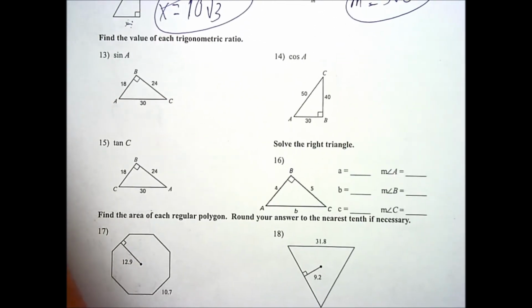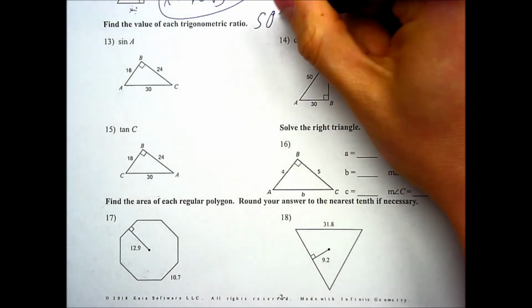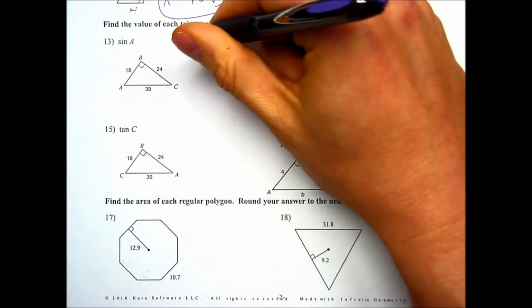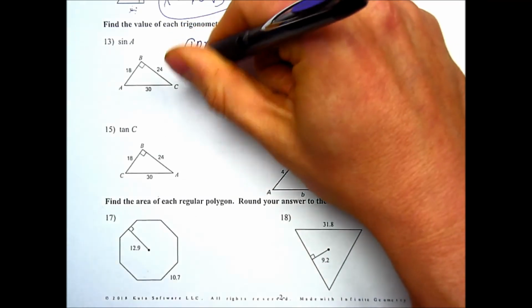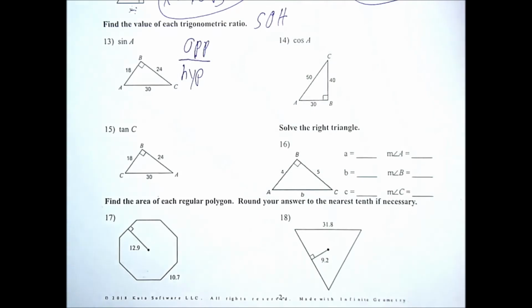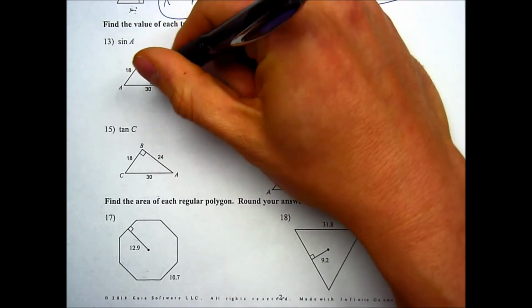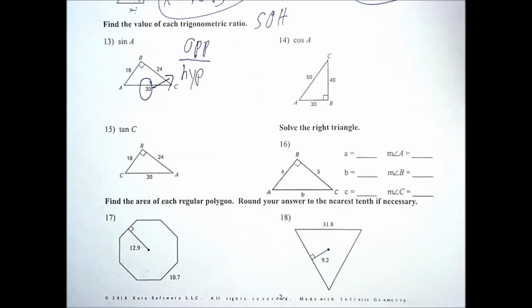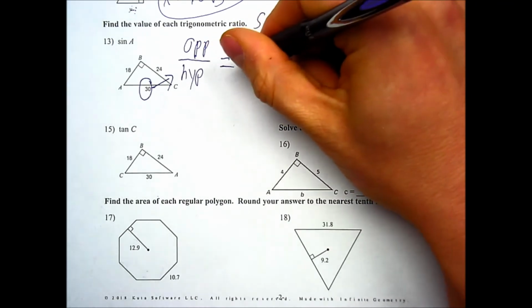Trigonometric ratios. So sine is opposite over hypotenuse, SOH, opposite hypotenuse. So this will be the opposite side from the angle over the hypotenuse. The hypotenuse is the longest side on the right triangle, so you always identify the hypotenuse first. So on this particular triangle, number 13, the hypotenuse is the 30, because it's the longest side. It's longer than 24 and 18. The hypotenuse is the 30. So in other words, this ratio here is going to be over 30.